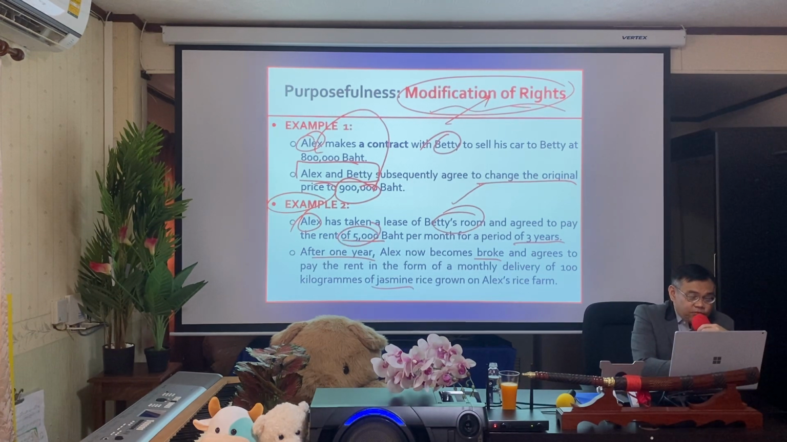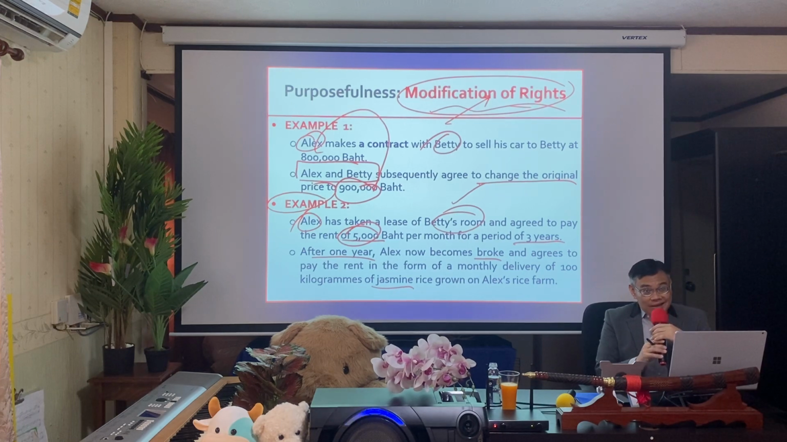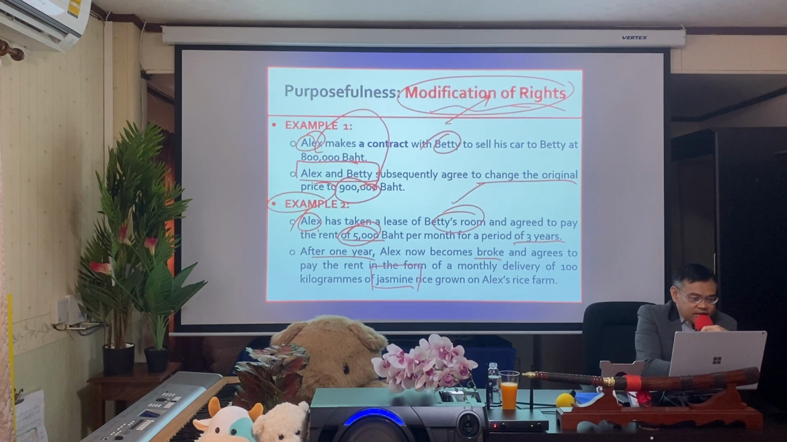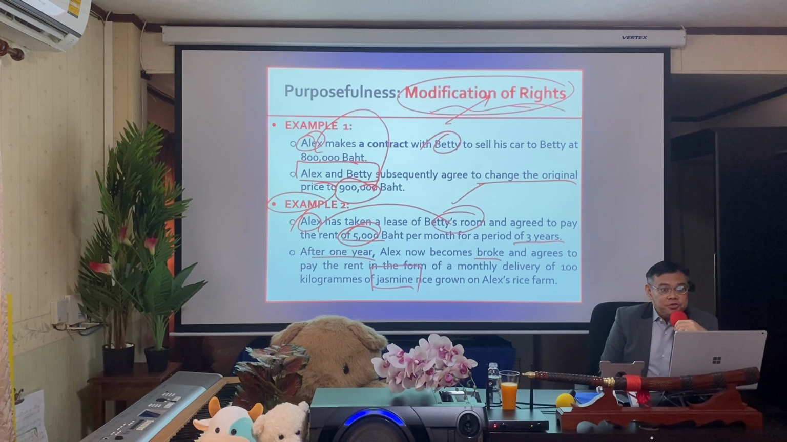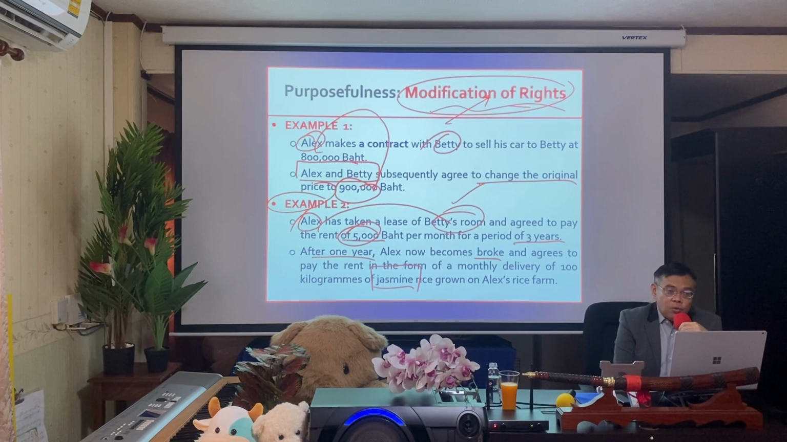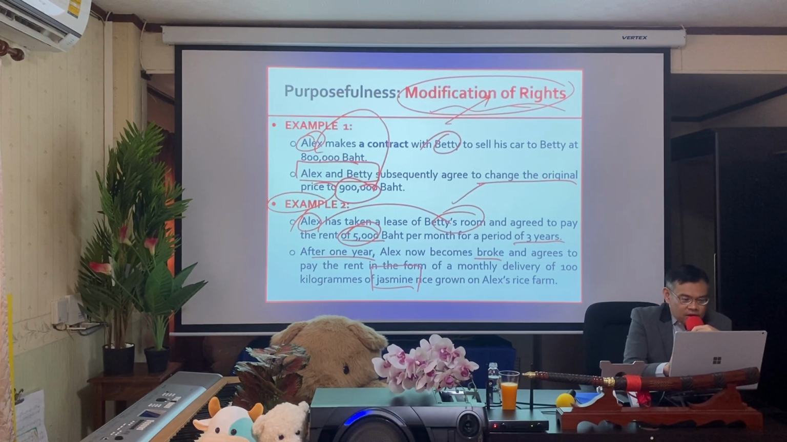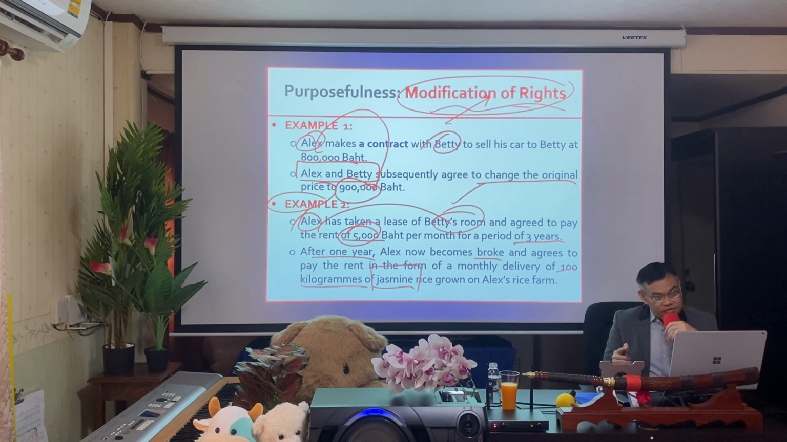He does not have 5,000 baht to pay the rent, but he intends to use the jasmine rice as the rent. So Alex and Betty may enter into a new agreement saying that the rent, which is specified in the previous lease, is now changed from the money, 5,000 baht a month, into 100 kilograms of jasmine rice.